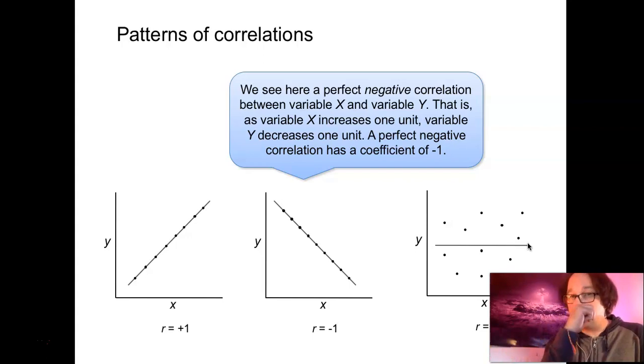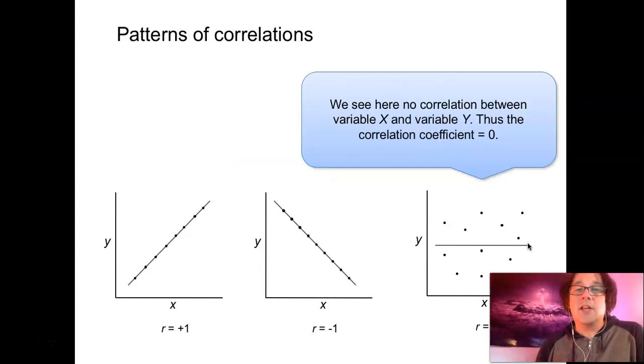In this example, we saw that we have a perfect negative correlation between x and y. So as x is increasing by 1 unit, y is decreasing by 1 unit. And in our last example, we don't see any patterns at all. So we have a 0 correlation, or correlation of 0.